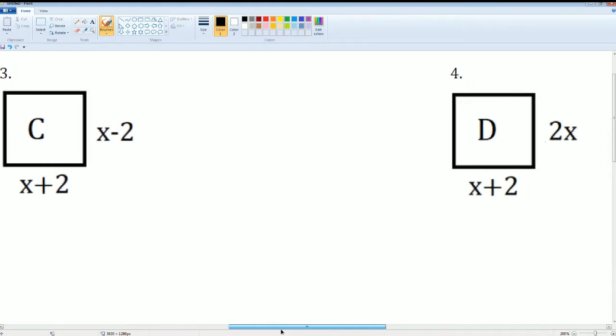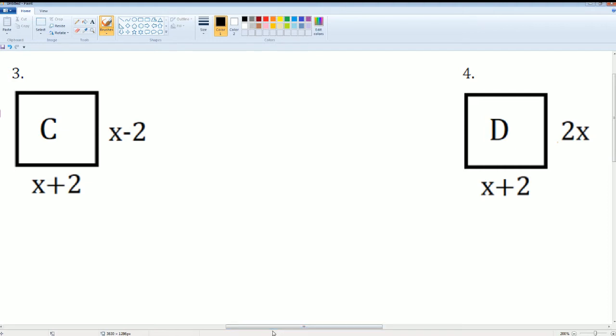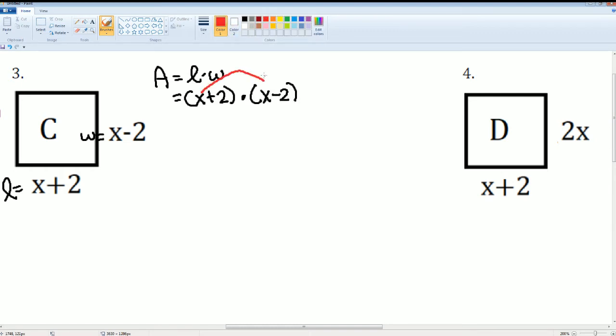All right, let's do this. Let's find the area of this. Again, the area is defined as length times width. So this can be length and this can be width. It doesn't matter which one you set. You're still going to get the same answer. Okay. Let's see here. You get x plus 2 in parentheses for the length, times the width, which is x minus 2.